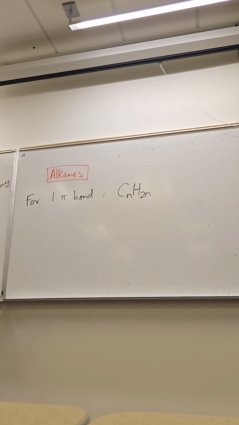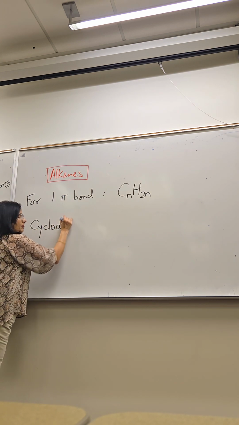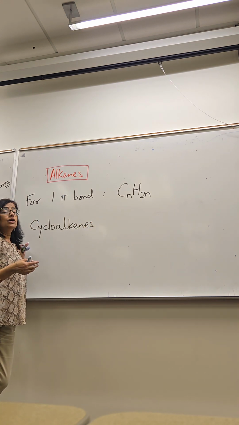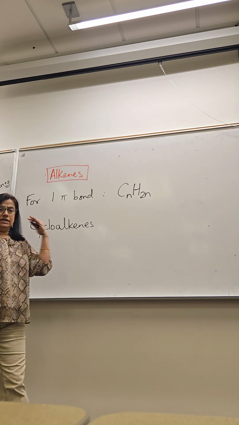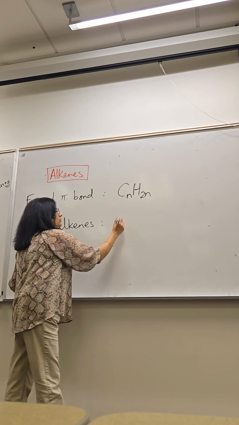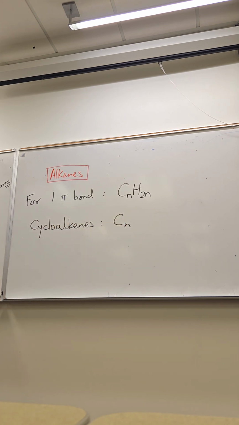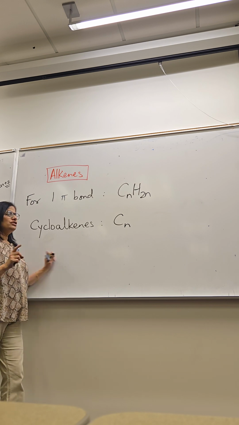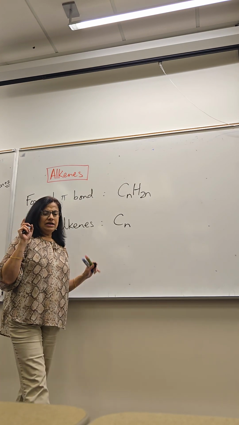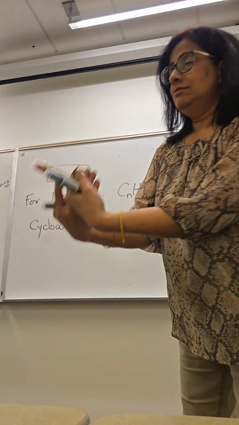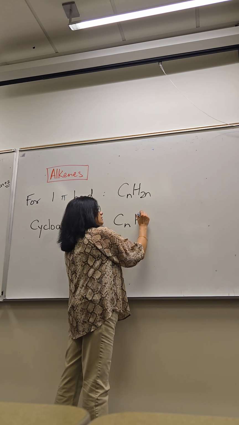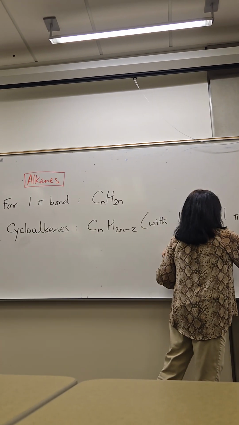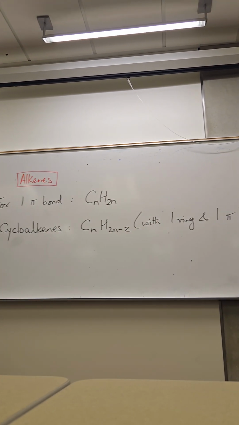Everybody okay? What do you think are cycloalkenes? They're alkenes in a ring, right? So what do you think will be the general formula for a cycloalkene with 1 pi bond and 1 ring? How many hydrogens does 1 pi bond cost us? 2 hydrogens. How many hydrogens does 1 ring cost us? 2 as well. So what would be the general formula? CnH2n-2. Exactly.